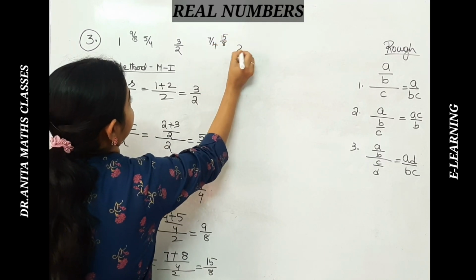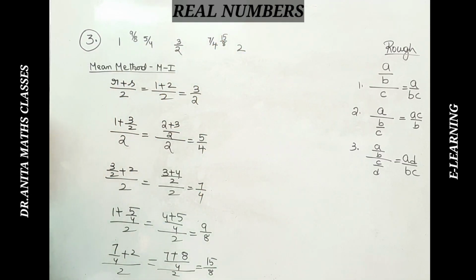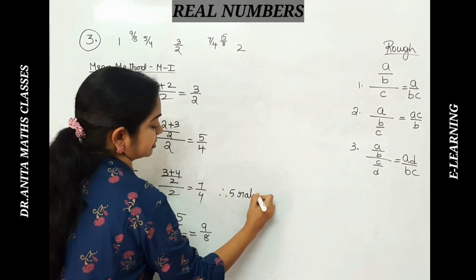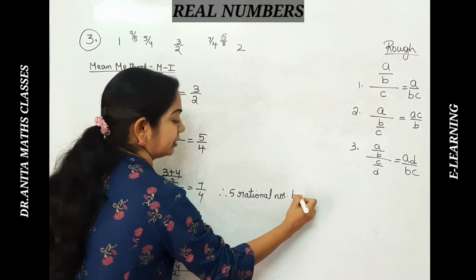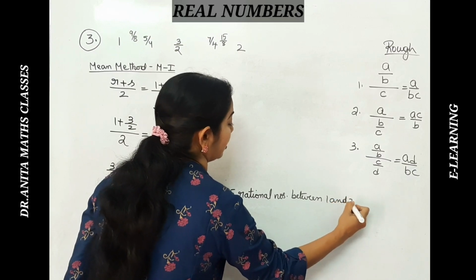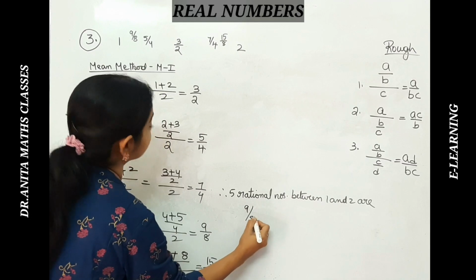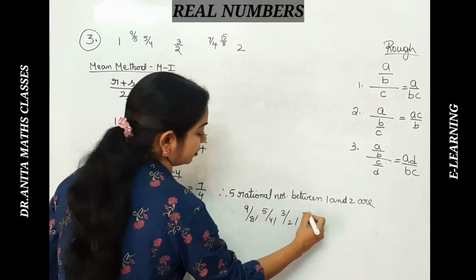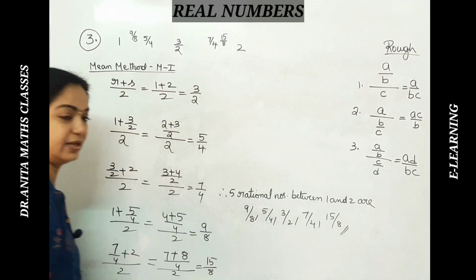Let me write this apart. How many have I got? 1, 2, 3, 4, 5. Therefore, the 5 rational numbers between 1 and 2 are, write all these which you have found out. So this is a lengthy process. I'll tell you another method also. 15 upon 8, this is the final answer.